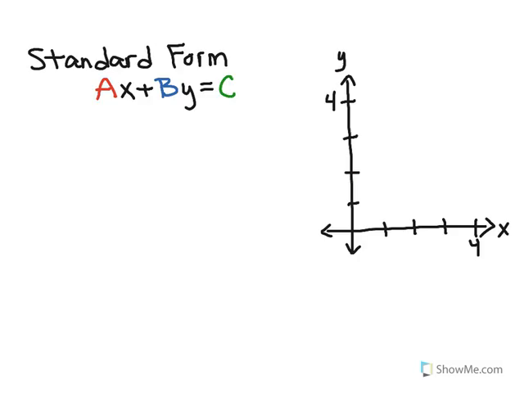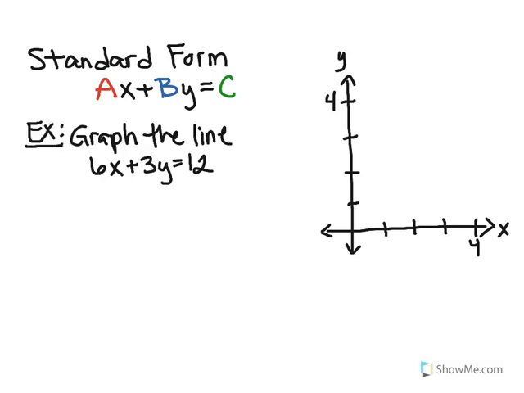Another form that we have to help us with linear functions is something called standard form. And standard form looks like this: ax plus by equals c. And the reason why this can be helpful is if we happen to get really nice intercepts, and that makes graphing the line very easy. But we really won't see this that much. So let's take a look at an example. We're going to graph the line of 6x plus 3y equals 12.